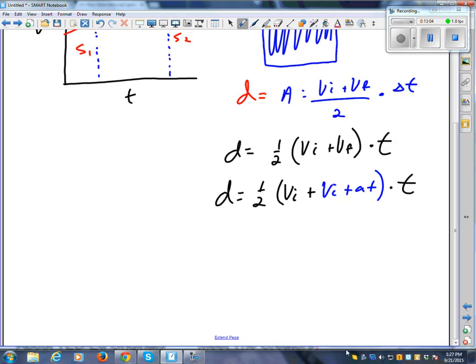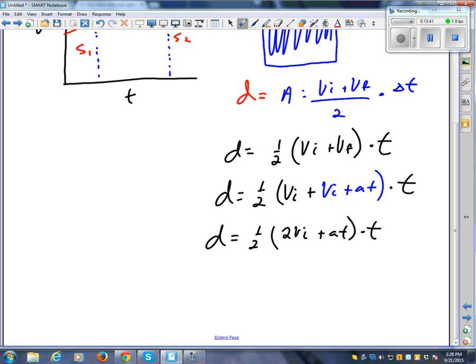D equals 1/2 of (VI plus VI plus AT) times t. This is why you got to do all that algebra down math lane, so you can sit back and enjoy this. We're going to do some combining now. D equals 1/2 of VI plus VI, which is 2VI, plus AT, multiplied by t.